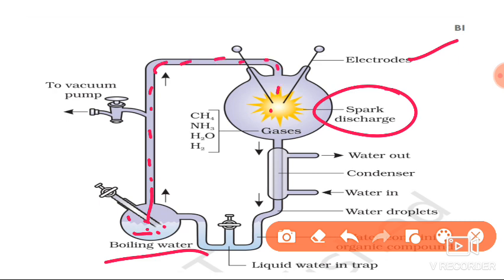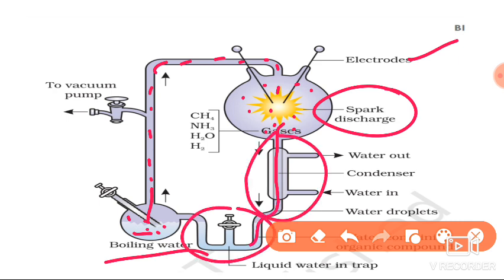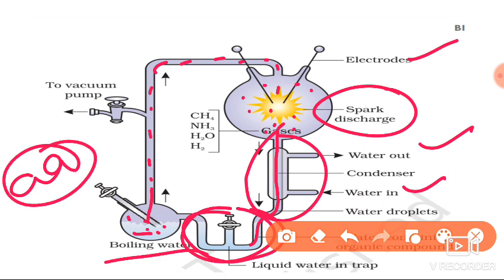Here the gases are there, electrodes are there. Along with this, a series of reactions occurs, and whatever product is formed here will transfer along this tube and then settle here. Before that they used a condenser, water out and water in. Then at the end they found some organic molecules such as amino acids. They mainly found the amino acids. Urey and Miller got the amino acids.